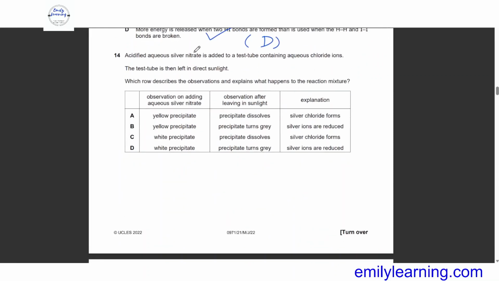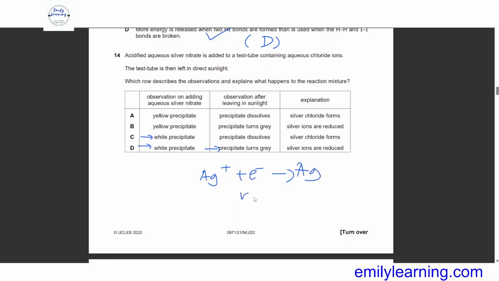Question 14, acidified silver nitrate is added to a test tube containing chloride ions. The test tube is then left in direct sunlight. Which row shows the observations and explains what happens to the reaction? So when you add silver nitrate to chloride ions, you have a white precipitate that is being formed. So it is either C or D. Next, when you leave it in sunlight, what happens is your silver chloride will become silver, because it goes from silver ions to silver.